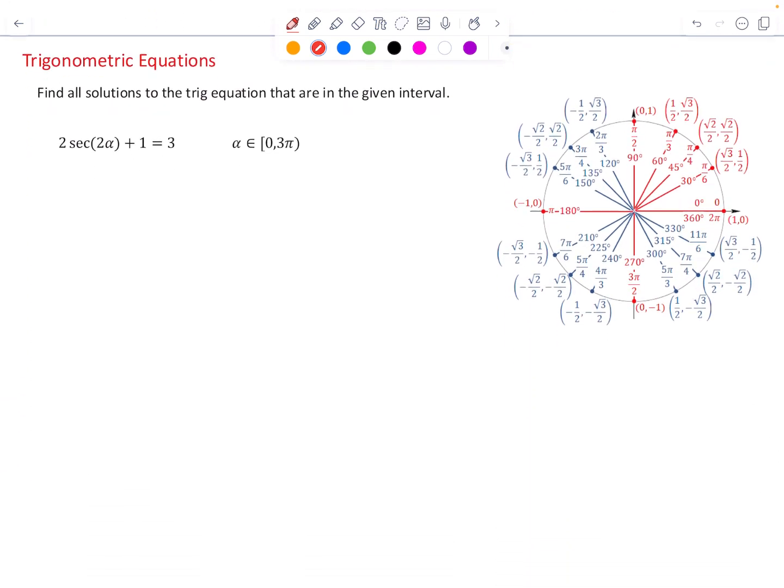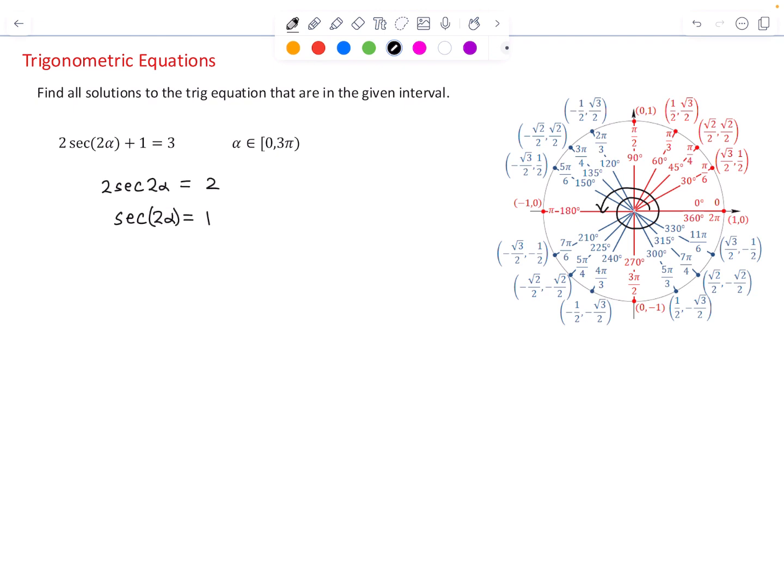2 times the secant of 2 alpha plus 1 is equal to 3, and we want to find all angles alpha that satisfy this equation where alpha is somewhere between 0 and 3 pi. That means over in this unit circle, we're going to rotate pi, 2 pi, 3 pi. Okay, let's isolate the secant of 2 alpha by subtracting 1 from both sides. You don't really need to keep the parentheses on the 2 alpha. Now I'll divide both sides by 2 to get rid of that coefficient.